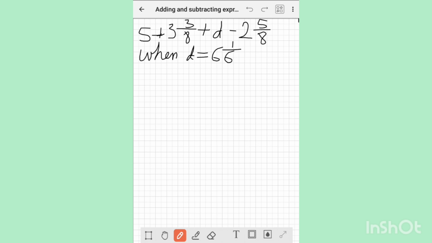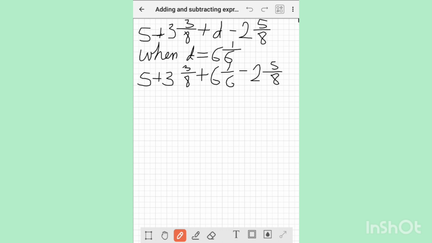So in this case, I'm going to replace d with 6 whole 1 out of 6 while I rewrite the expression as 5 whole plus 3 whole 3 out of 8, plus d, which is now 6 whole 1 out of 6, minus 2 whole 5 out of 8.